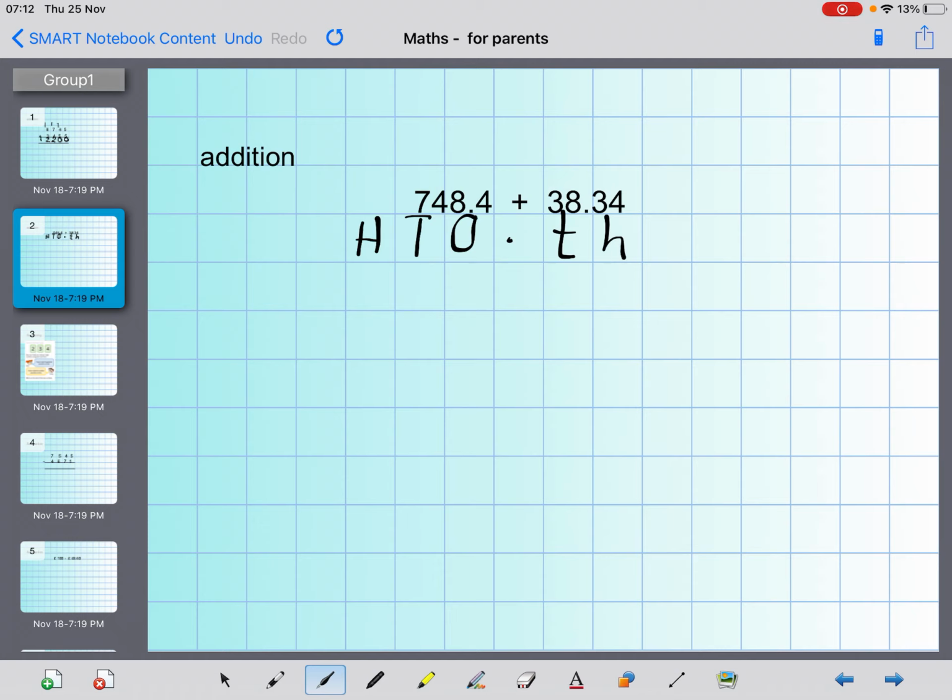Once we've got that, we can lay out our digits in the correct place. If I look at my first number, 748.4, I can see that I've got 7 hundreds, 4 tens, 8 ones, a decimal point, and 4 tenths. Now moving on to the second number, 38.34, I can see that I've got 3 tens, 8 ones, my decimal point, 3 tenths, and 4 hundredths. It's really important here that we make sure our decimal points stay in the same place. If we line up our decimal points, the other digits will fall into the correct place.